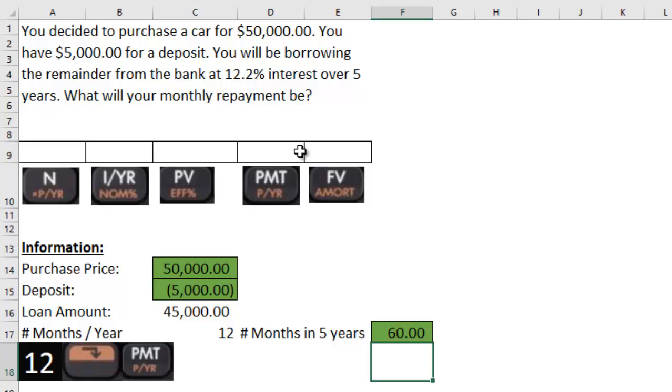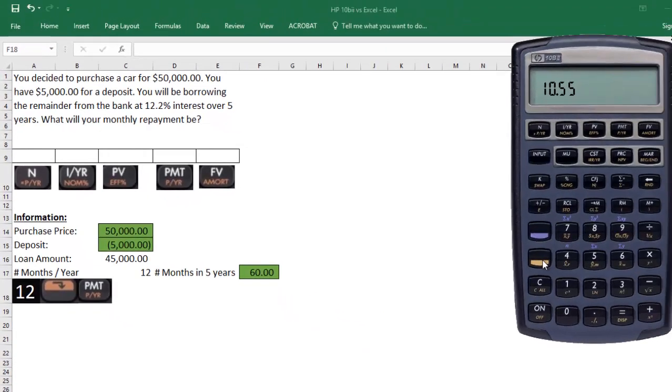You will be borrowing the remainder from the bank at 12.2% interest over 5 years, 60 months. What will your monthly repayment be? The first thing we need to do is set payments per year to 12. So before we even do anything else, let's go and do that. 1, 2, orange shift, payments per year. Remember, you can check it, orange shift, hold the clear all, and there it is, 12 payments per year.